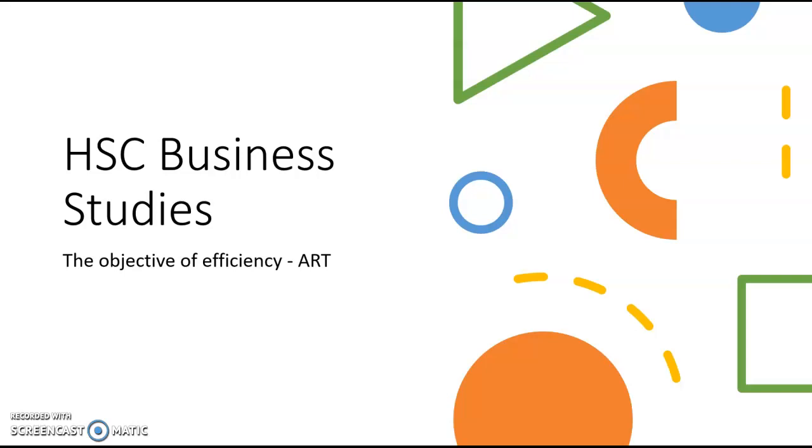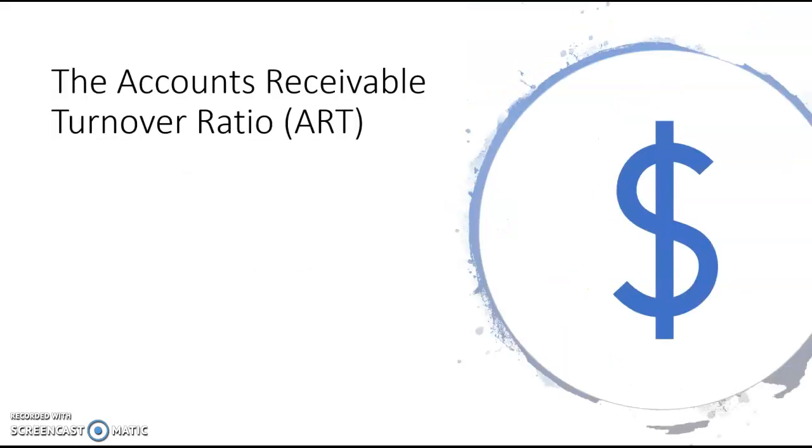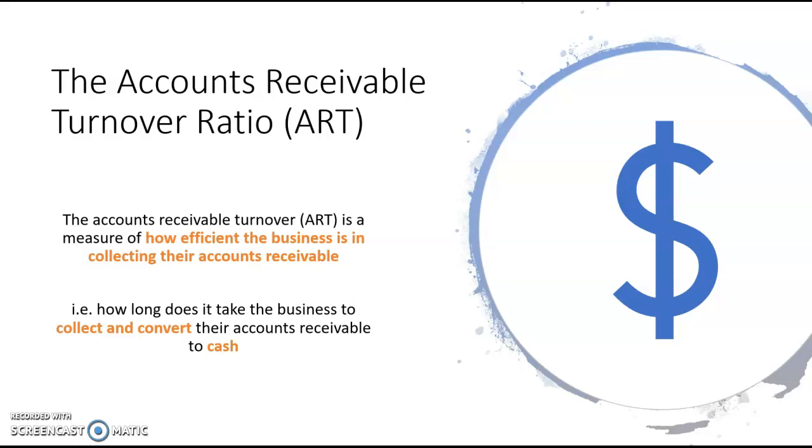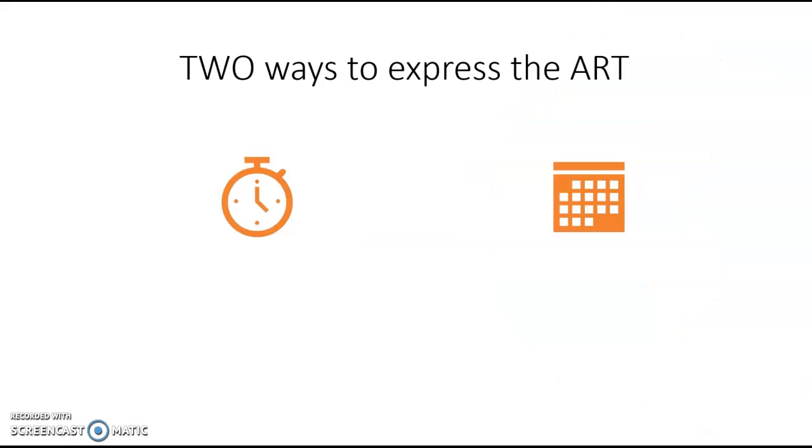Now let's have a look at how we can measure the efficiency of a business using the accounts receivable turnover ratio. So the accounts receivable turnover ratio is a measure of how efficient the business is in collecting their accounts receivable. So it's telling us how long it takes the business to collect and convert its accounts receivable to cash.